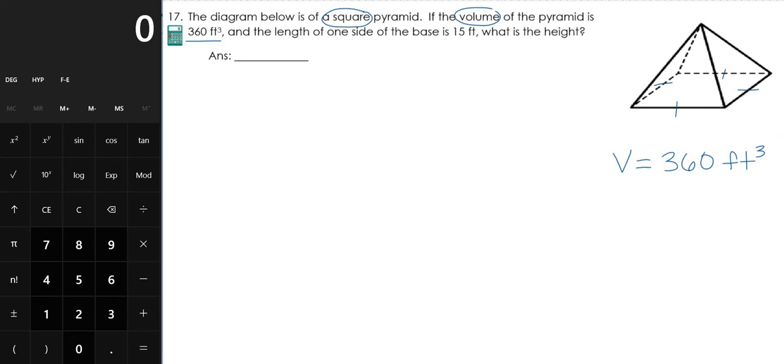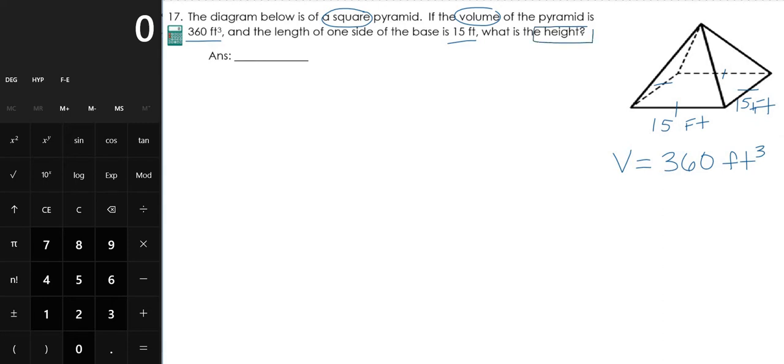So my base has one side that is 15, but since we know that it's a square, that means all the sides have a length of 15. So I'm going to put 15 feet into my diagram, and I'll also put it here. Okay, what is the height? All right, here's my ask.